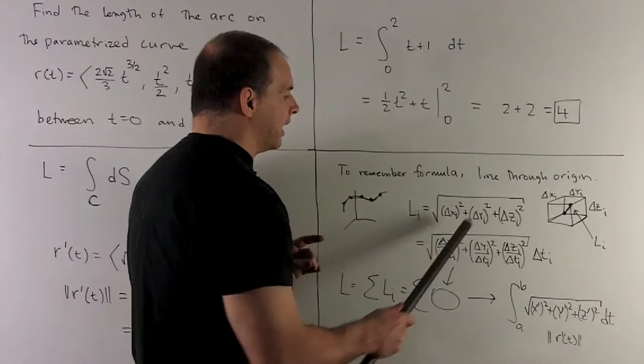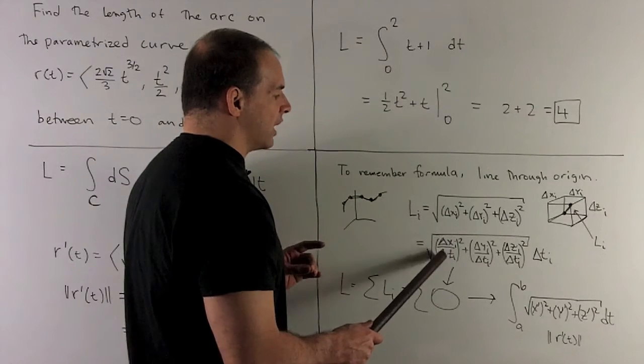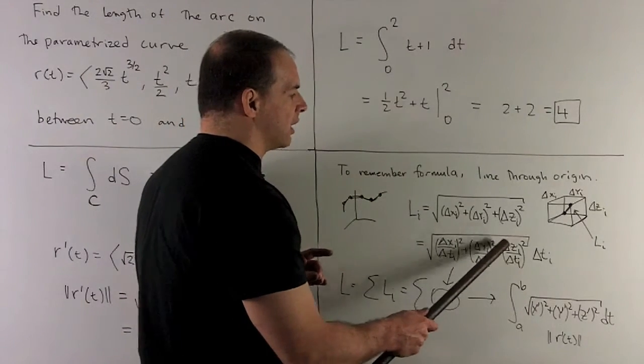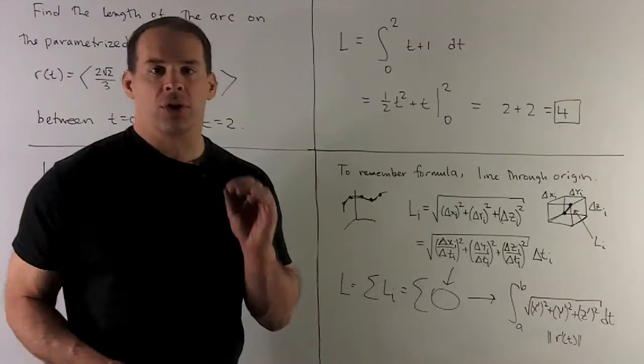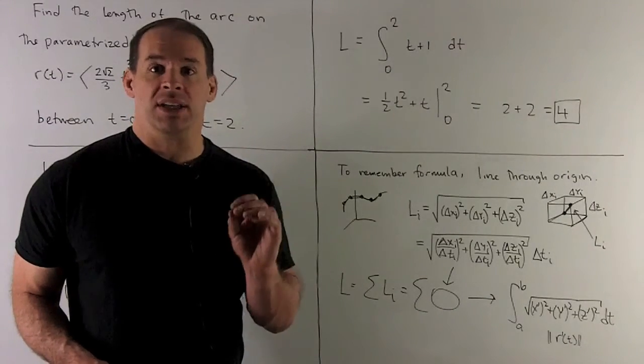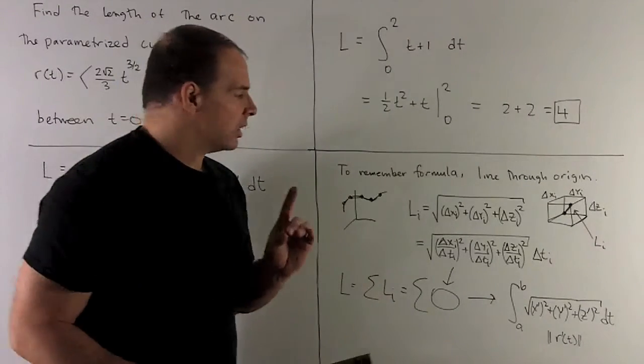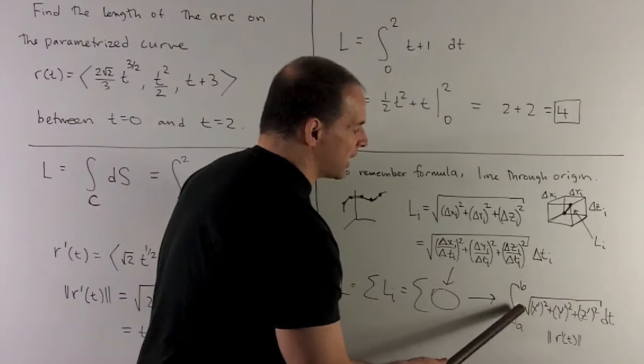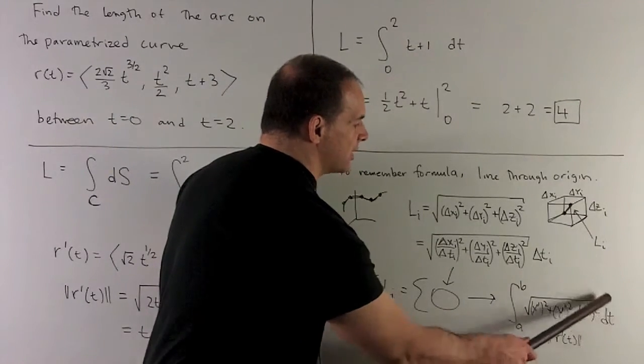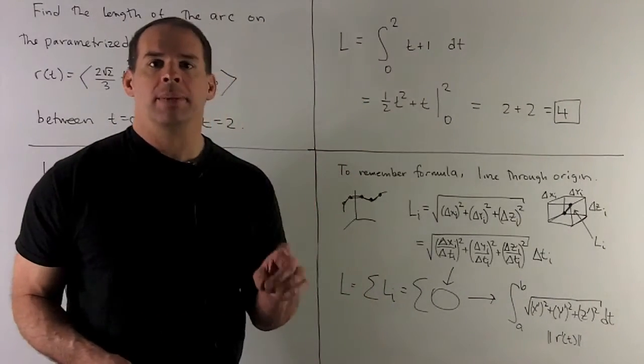And then on the inside, each of these delta x over delta t, delta y over delta t, delta z over delta t, they're going to go to the derivatives of x, y, and z with respect to t. So we're going to get this term inside the square root. And note that that's just the definition of r prime, take its length.